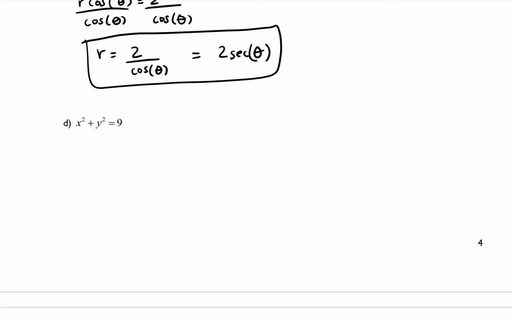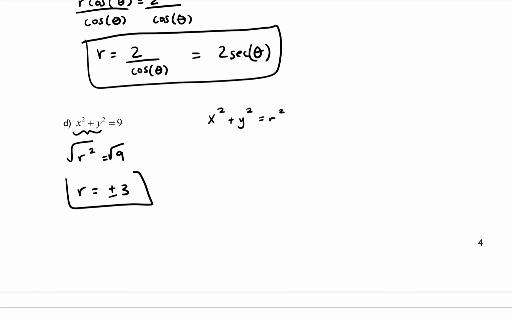All right, for example D, we have the equation x squared plus y squared equals 9. And we know from previously that the relationship holds that x squared plus y squared is equal to r squared. So this part we can substitute with r squared equals 9. And then if we take the square root of both sides, we end up getting r is equal to plus or minus 3.